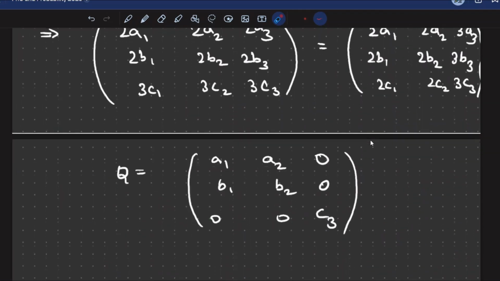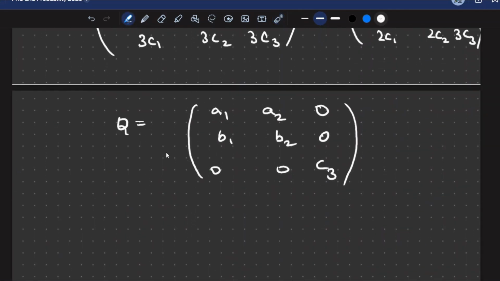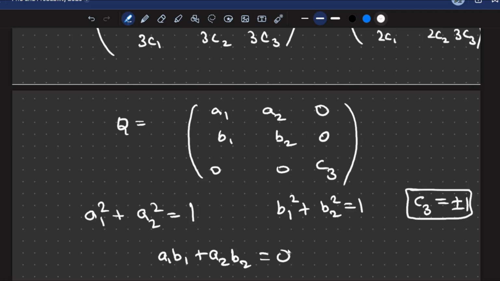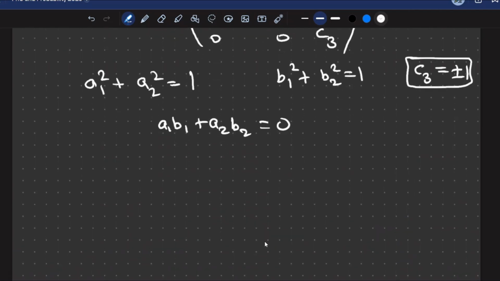Alright, so from here I can say that a1 square plus a2 square is equal to 1, b1 square plus b2 square is also equal to 1, and c3 square is equal to 1. So c3 can be written as plus minus 1. So here we have two cases already for c3, right? Okay, and I can also say that a1 b1 plus a2 b2 is 0. If you take a dot product of any of these two rows with the third row, it will always be 0. So that is always true.